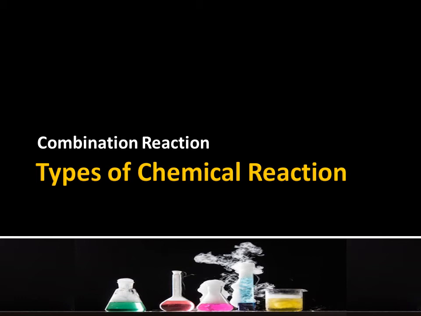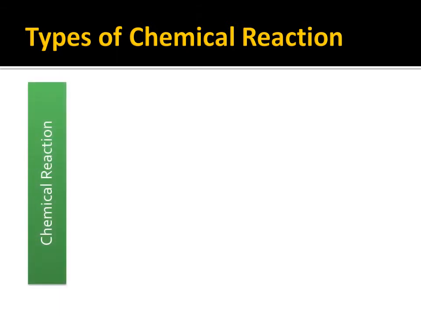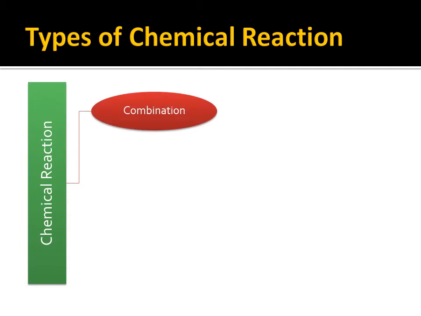Hello everyone. In this video, I will explain to you about combination reaction, which is a type of chemical reaction. First, we will see how many types of chemical reactions there are. So, chemical reactions are of four types. One is known as the combination reaction, as the name indicates, where we are combining two elements or two chemicals together. This type of reaction is known as a combination reaction.